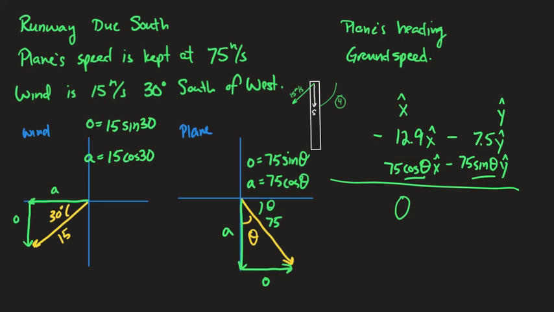I can't hear, but it looks like I wrote them down backwards. Find the ground speed of the plane. So you do for the y.